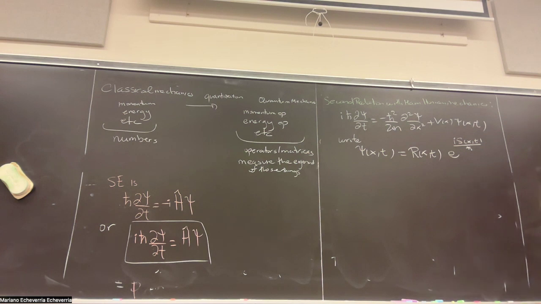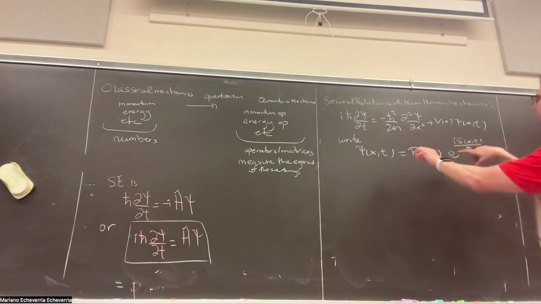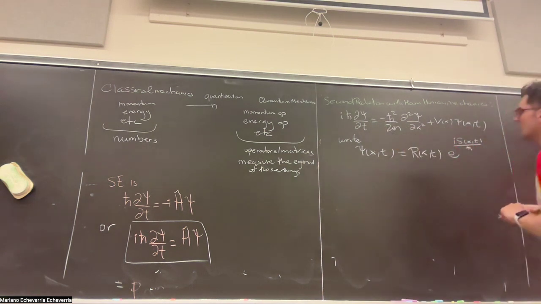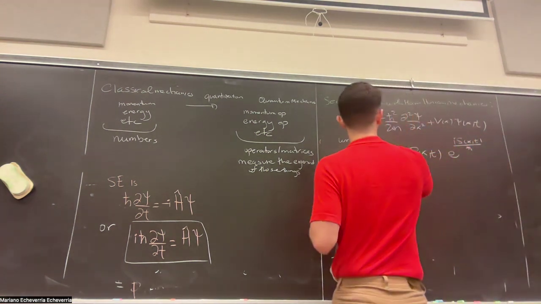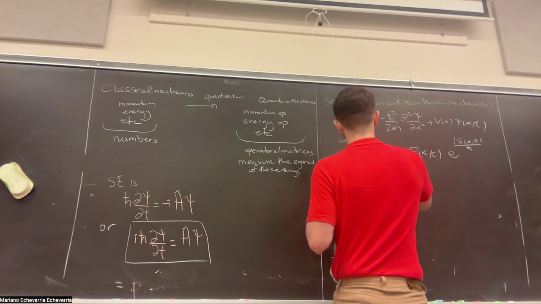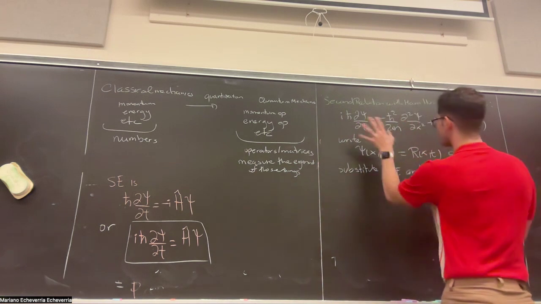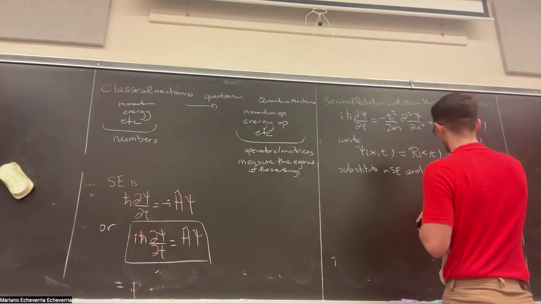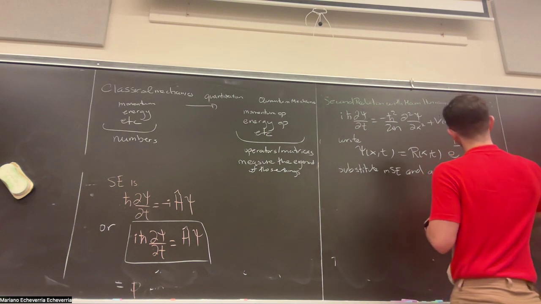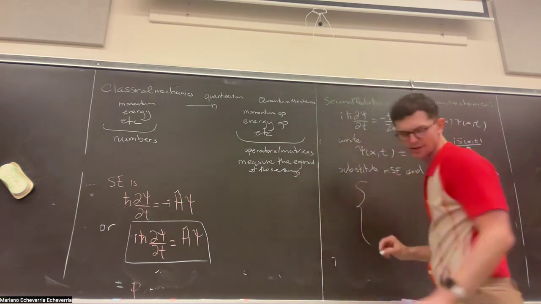Okay, and it does take a bit of time, but if you plug that back into the Schrodinger equation, you can break it into real and imaginary parts. So you substitute this into the Schrodinger equation and get two equations, one for the real part and the other for the imaginary part. It's a bit tedious, so I won't do it here, but you get these two equations.